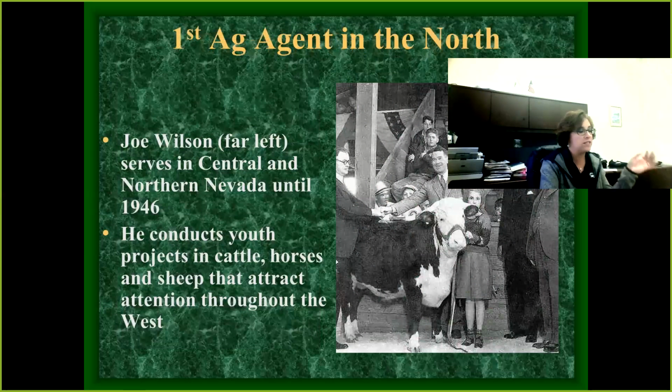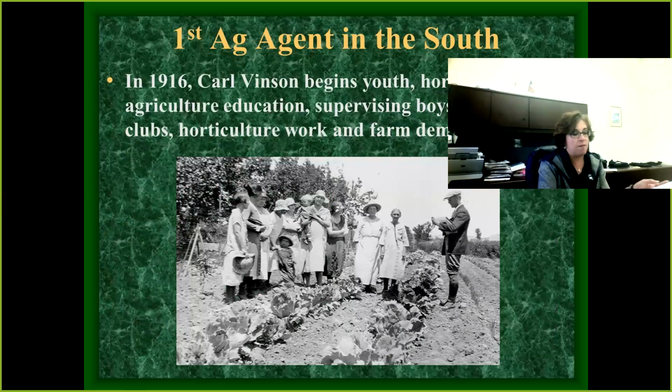And the first ag agent in the north was Joe Wilson. He served central and northern Nevada until 1946. And you can see he conducted programs with sheep and horses and cattle throughout the West. And then the first ag agent in the South was Carl Vinson, and he really focused on horticulture. And I kind of laugh because now if you go down to Clark County, a lot of the focus is horticulture. And in the North, it's still quite a few animals.